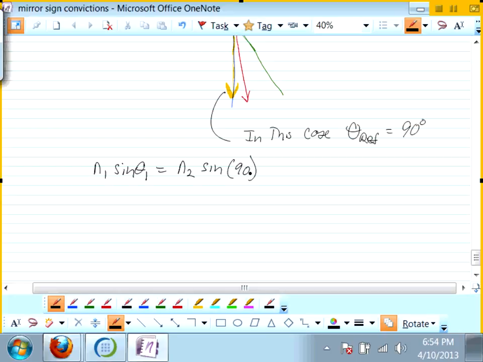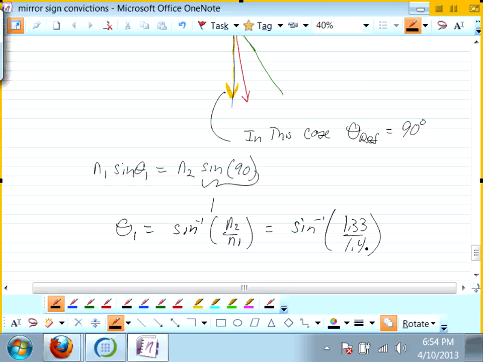Sine of 90 degrees without using your calculator. Find out that sine. Find out that theta 1 is equal to the sine inverse of n2 over n1, which in this case is 1.33 divided by 1.4. And you find out that that's 71.8 degrees.